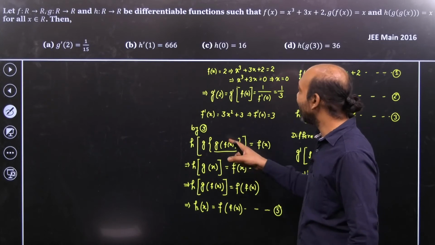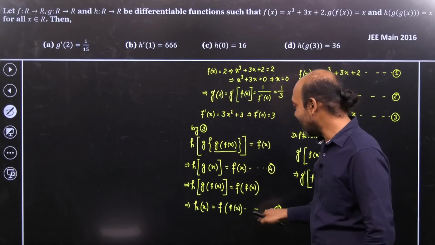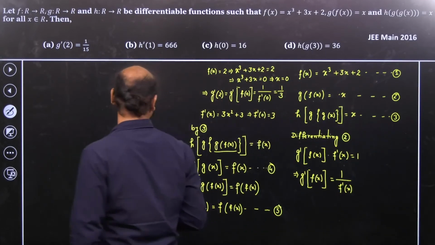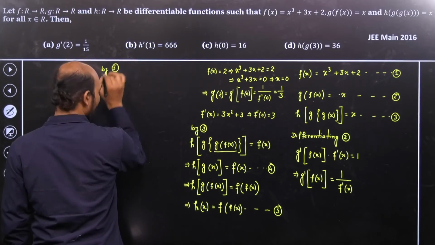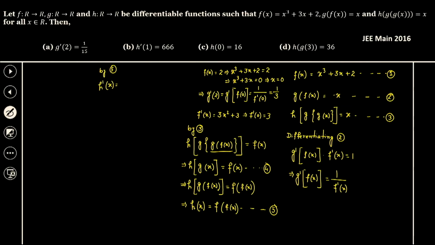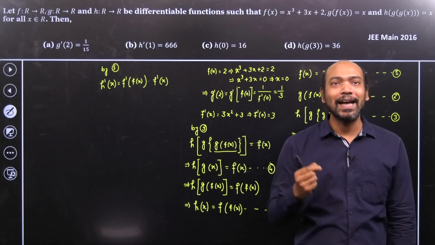So first we check that second option. So h dash 1. So what is h dash? You have to differentiate it again. So let's differentiate it, okay? So by differentiating the relation 5, h dash x is equal to f dash of f(x) multiplied by f dash x. That's good, okay? Now we need to calculate h dash 1.